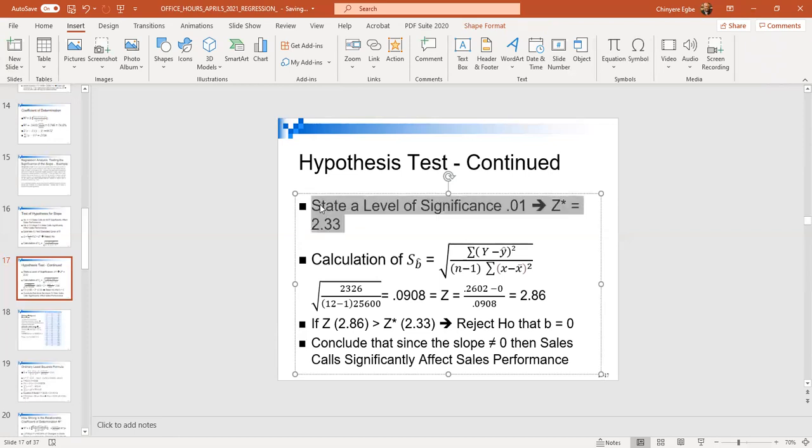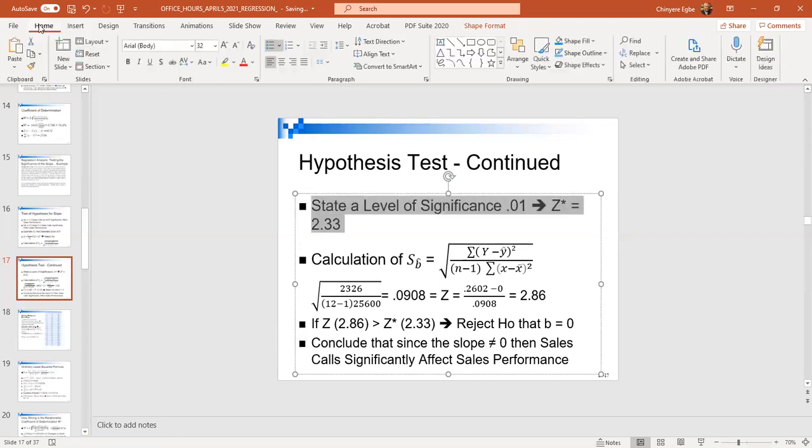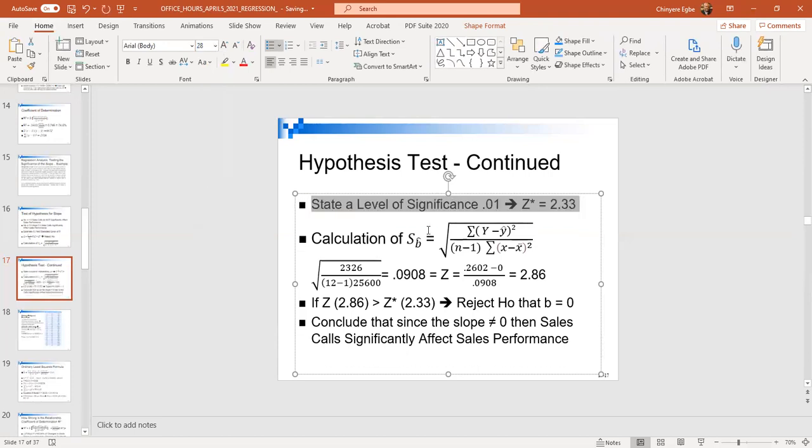I think that should be very easy to understand because you're saying that the slope of the function is not 0, which means that B is not 0. So as sales costs increase, sales performance significantly also increases. That is what we are saying. Is that clear? Yeah. All right.